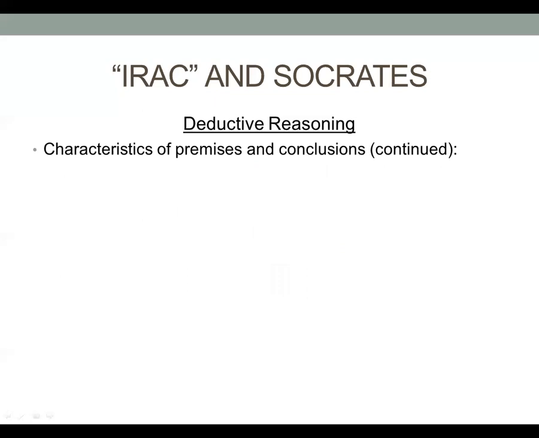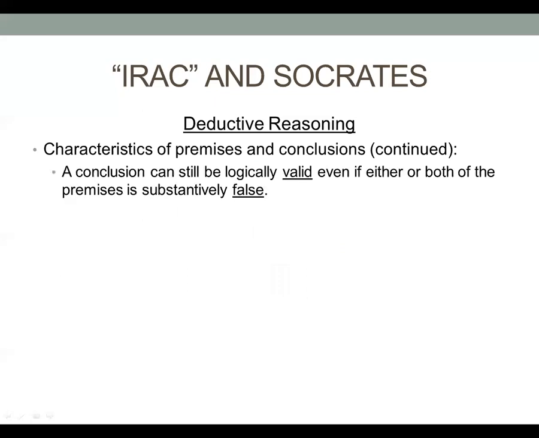So let's look at an example of this. A conclusion can still be logically valid, that is, follow from the two premises, even if either or both of the premises is substantively false. Here's an example. All flowers are red. An iris is a flower.